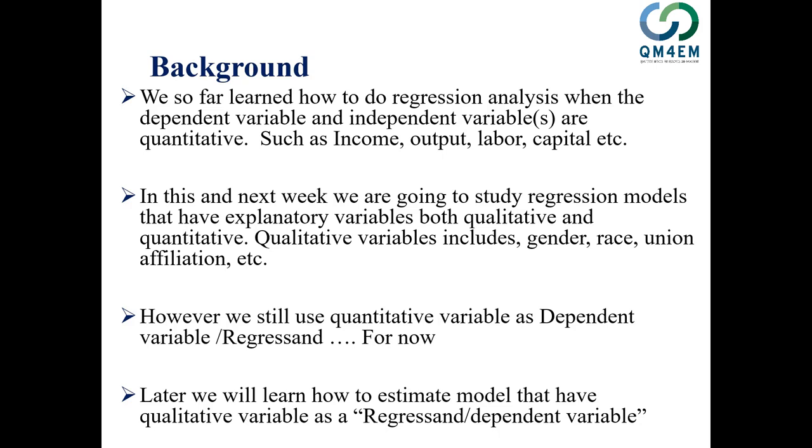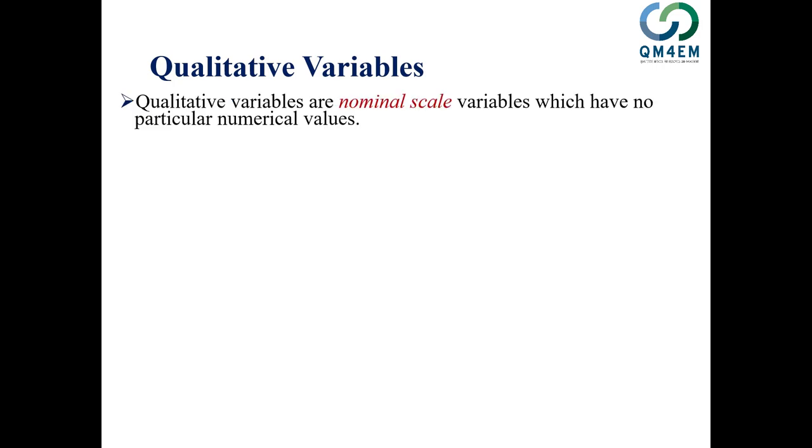So let me start with qualitative variables. I think you are familiar with qualitative variables. When we started the course, we talked about the types of variables being divided into two major groups, qualitative and quantitative, and then we further decomposed them into discrete and continuous, and then we talked about the scale of measuring these variables, and we introduced four scales. I'm sure you know that.